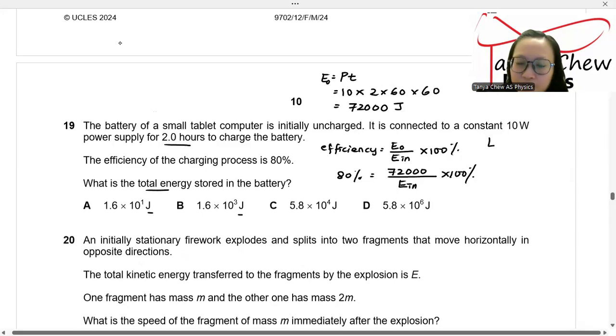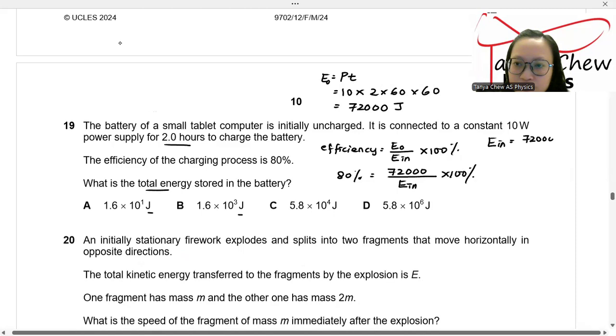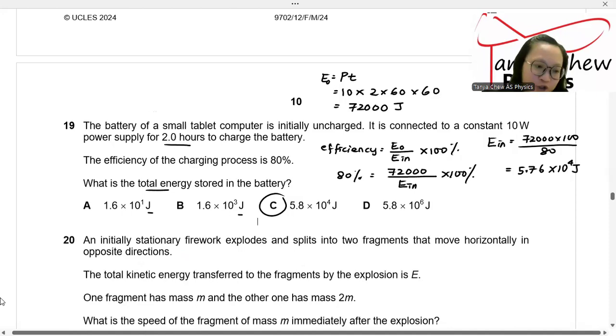Work it out. The input energy is equal to 72,000 times 100% divided by 80. So you are supposed to get 5.76 times 10 to the power of 4 joules. 5.76 rounded off to 5.8 joules.